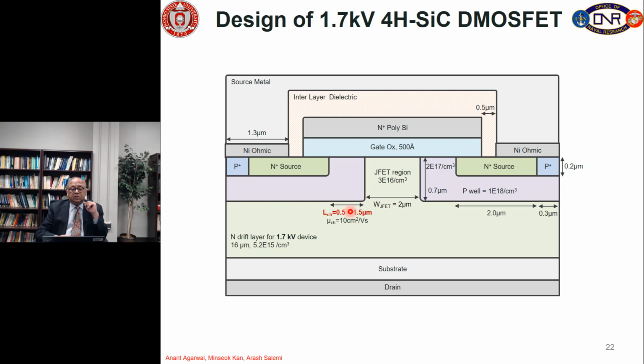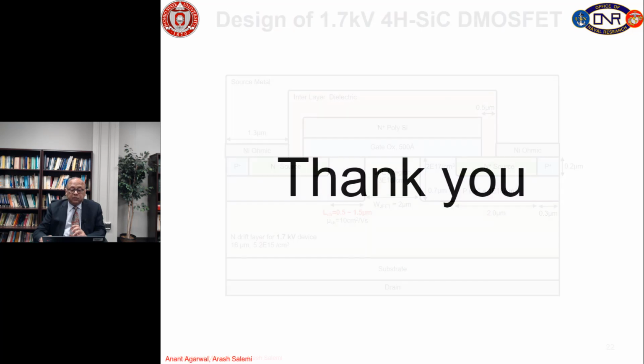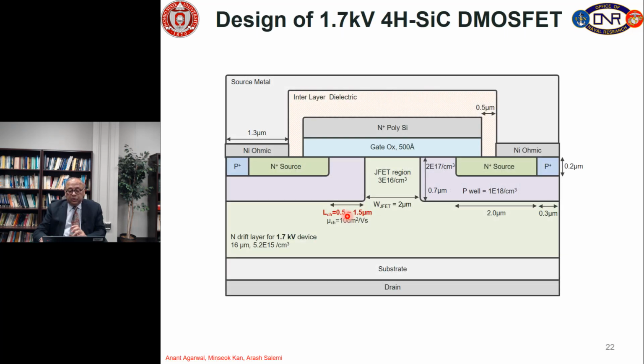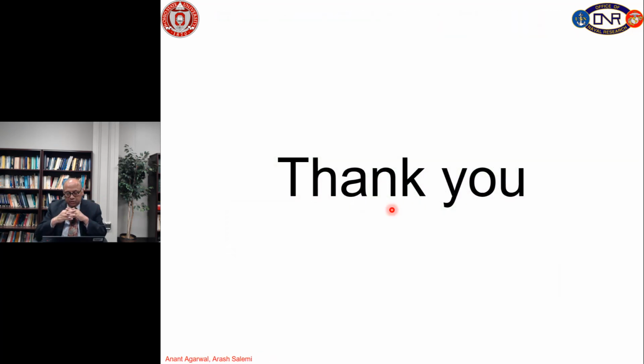Now the next thing we need to decide is what is the channel length, and that depends on the output characteristics of this device. I think we should stop here. Today we have optimized the JFET width based on different considerations between the on state resistance and the maximum oxide field in the blocking or off state. So, next time we will continue this discussion of this simulation and try to get a handle on the channel length. So, thank you very much and we will see you next time.